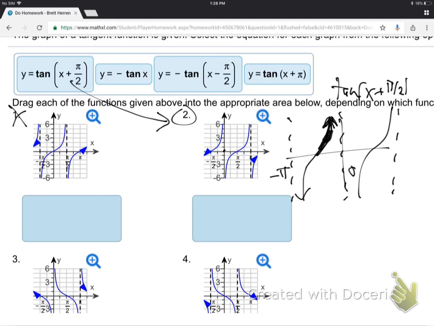And so, if we're continuing to use comparison, what about negative tangent?